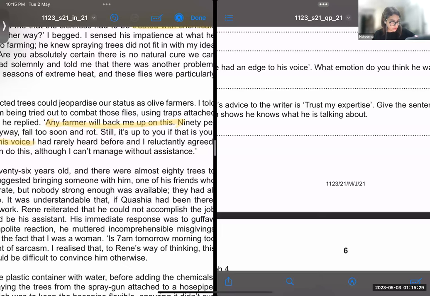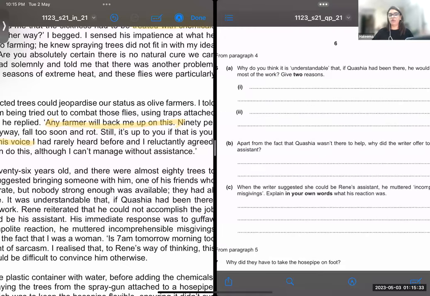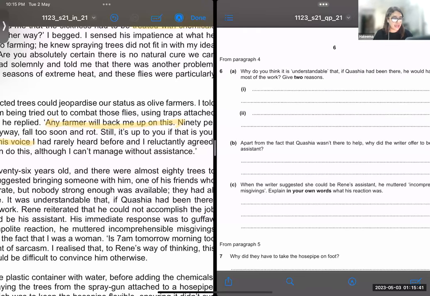Then we move on to question number 6. Now, in this case, we are moving towards implied meanings. So we start off with very explicit questions. Now we're on implicit questions. Question 6A, why do you think it is understandable that Koshia had been there? He would have done most of the work. So what part of passage paragraph 4 implies that this person requires more help, right?